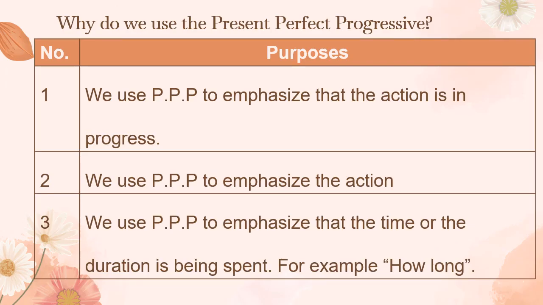Why do we use the present perfect progressive? Number 1, we use present perfect progressive to emphasize that the action is in progress. Number 2, we use present perfect progressive to emphasize the action. Number 3, we use the present perfect progressive to emphasize that the time or the duration is being spent. For example, how long?